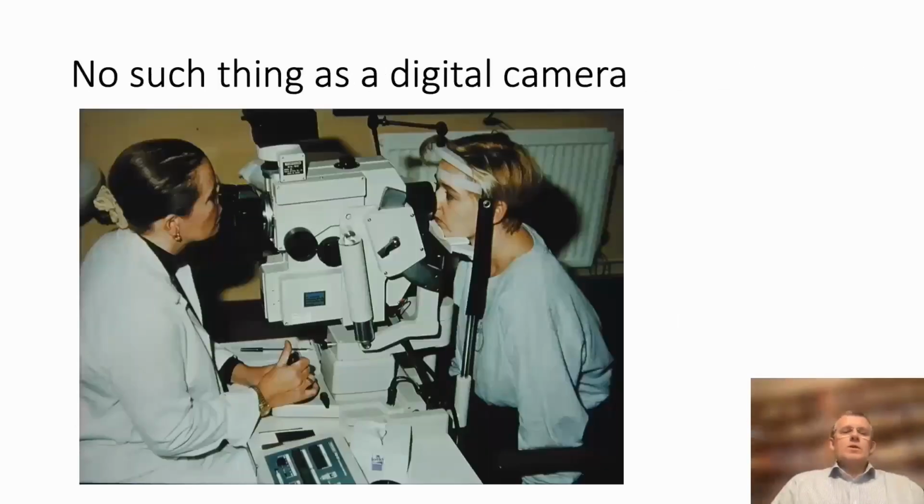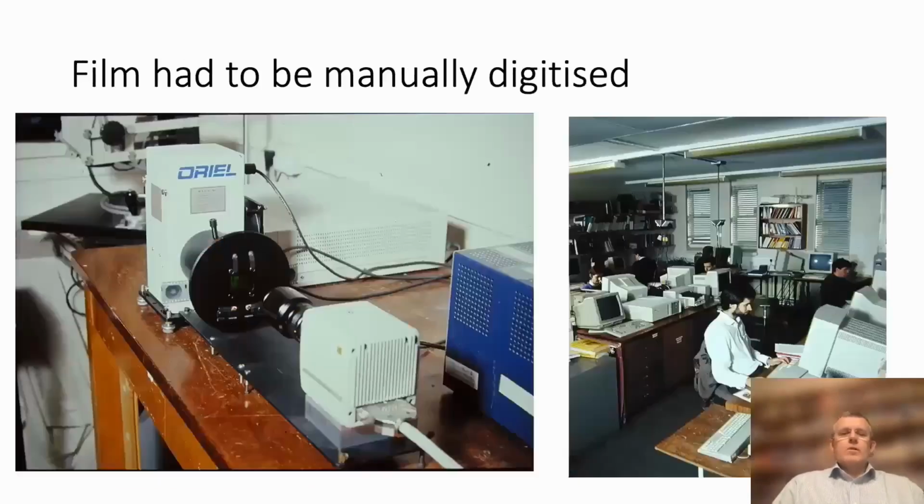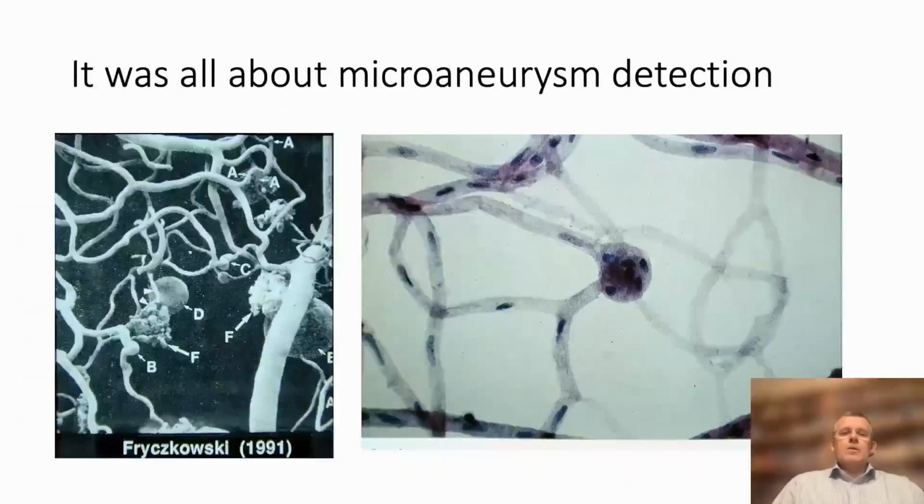In those days, there was no such thing as a digital camera. Everything was captured on film. Film had to be manually digitized if it was to appear on a computer, and then a number of people would work on the image, developing algorithms and trying to understand what was going on. The focus of research was all on detecting microaneurysms, which are, as we know, the earliest sign of diabetic retinopathy. And it was thought that to give the computer the best chance of being able to analyze the information, it would be best to do this using fluorescent angiography.